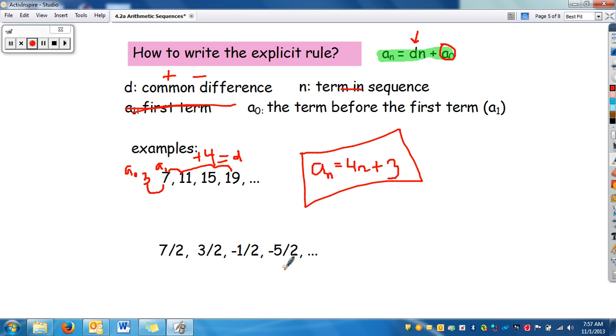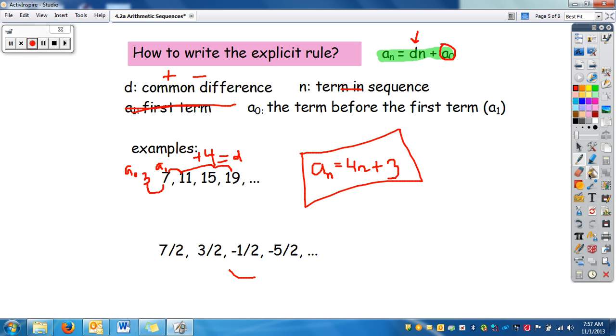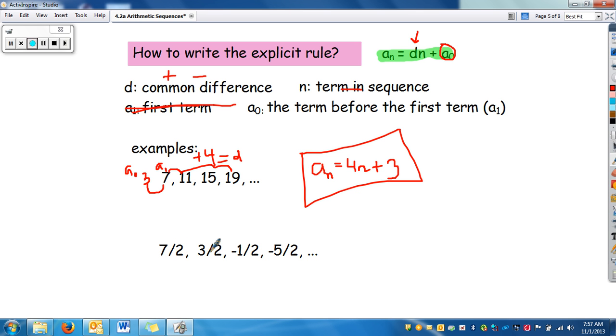So let's take a look at the next one. And a lot of you might be discouraged by just looking at fractions. However, if you don't like fractions, make them decimals. So 7 over 2 and 3 over 2. 7 over 2 is 3.5. 3 over 2 is 1.5. This is negative 0.5. And this is negative 2.5. So it might be a little easier to see what is going on.